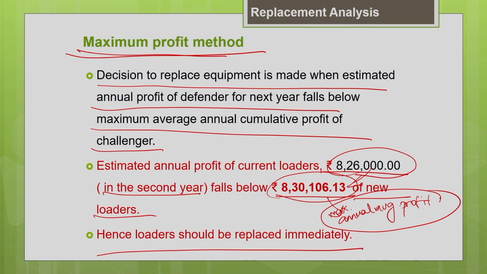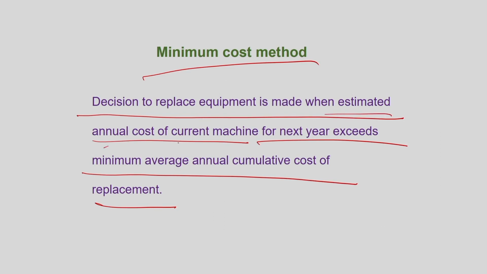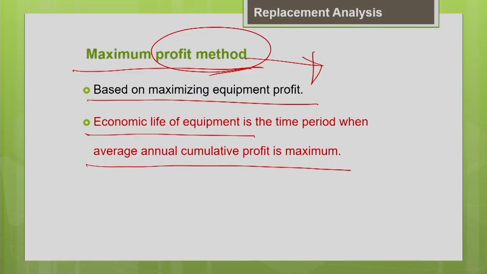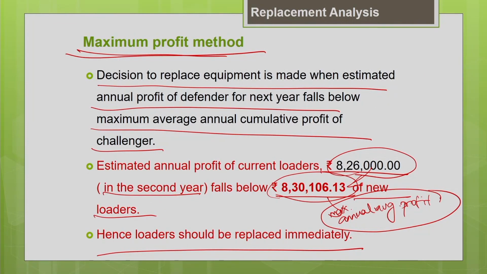In the minimum cost method, hope you remember how we made the decision. We compared the annual cost of the current machine for the next year with the minimum average annual cumulative cost of the replacement. If the annual cost of the current machine for the next year exceeds the minimum average annual cumulative cost of your proposed machine, then you have to replace. In a similar perspective, in the maximum profit method, if the annual profit of the current loader for the next year falls below the maximum average annual cumulative profit for the new loader, in that case you have to justify the replacement.